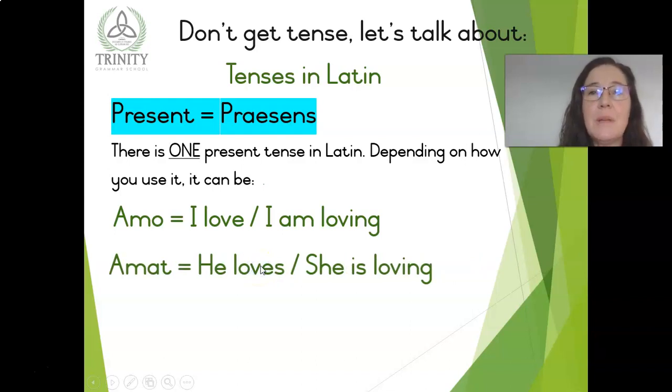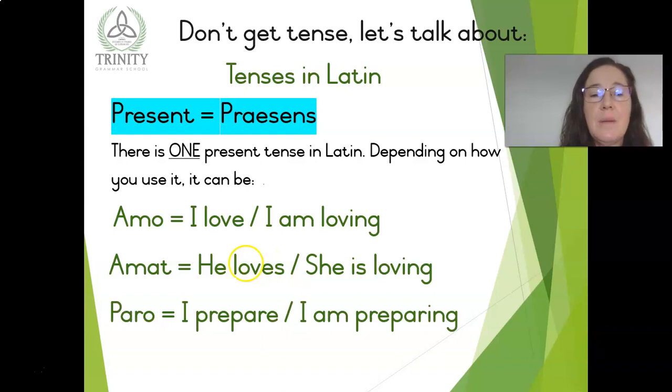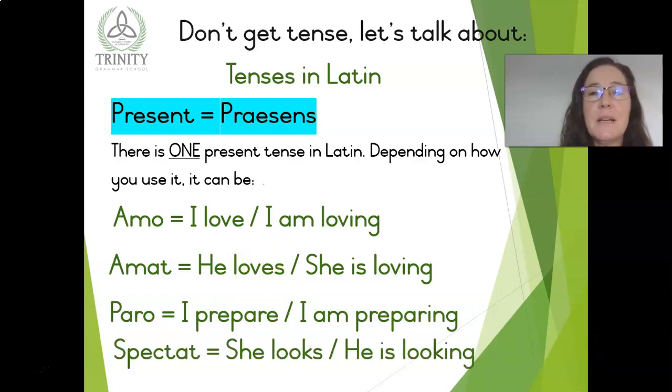Amat can mean he loves or he or she is loving. Okay? So, it just depends on the context of the sentence. Paro, I prepare, I am preparing. Spectat, she looks or he is looking.